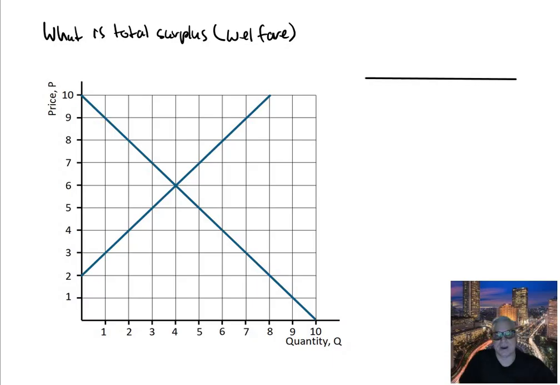And this market, when it is in equilibrium, so that will be very important. When the market is in equilibrium, the equilibrium price is 6 and the equilibrium quantity is 4. So the equilibrium quantity is 4. Okay, and then we said we have this area of consumer surplus.